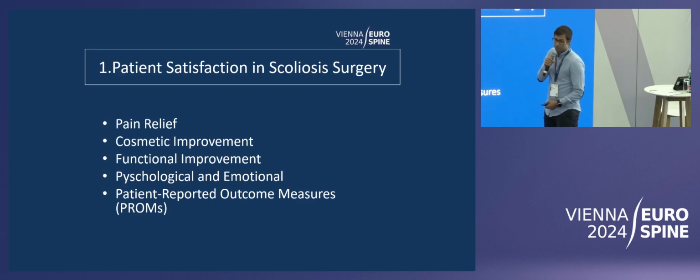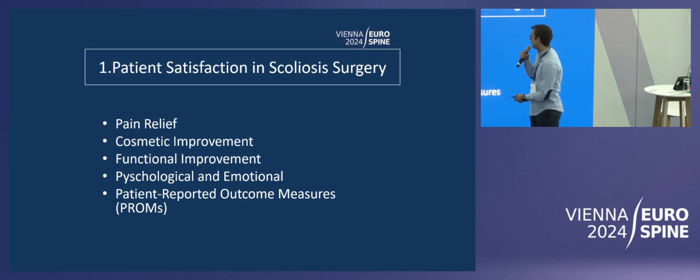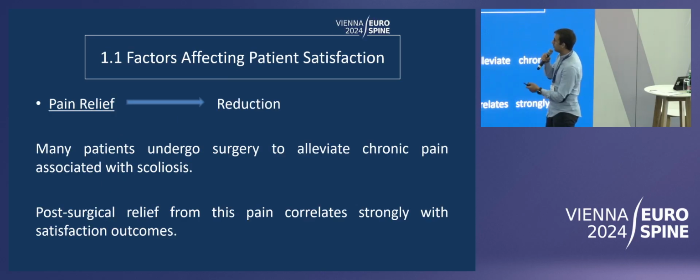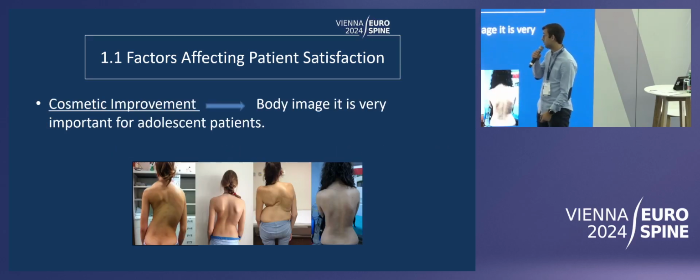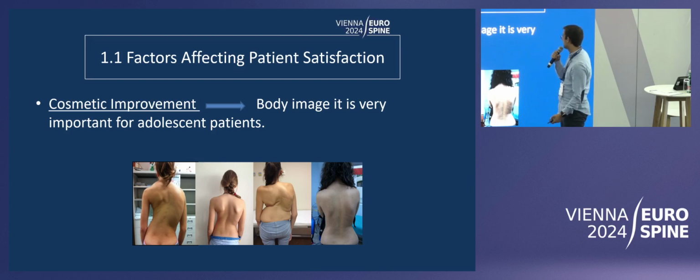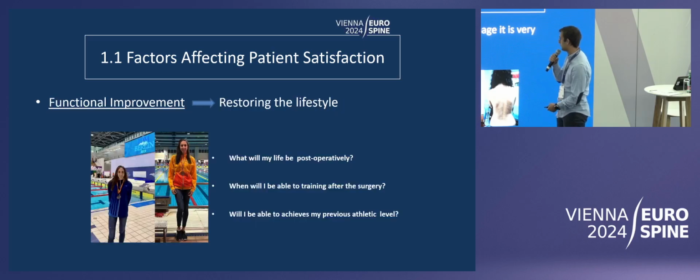These are the most important factors. We begin with pain relief. The most important is to reduce the pain. Many patients undergo surgery to alleviate chronic pain associated with scoliosis. Post-surgical relief from this pain correlates strongly with satisfaction outcomes. Another factor is cosmetic improvement. Body image is very important for these adolescent patients.